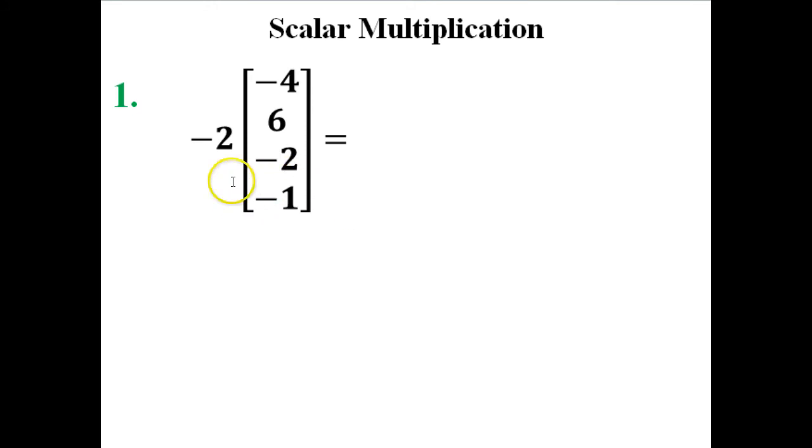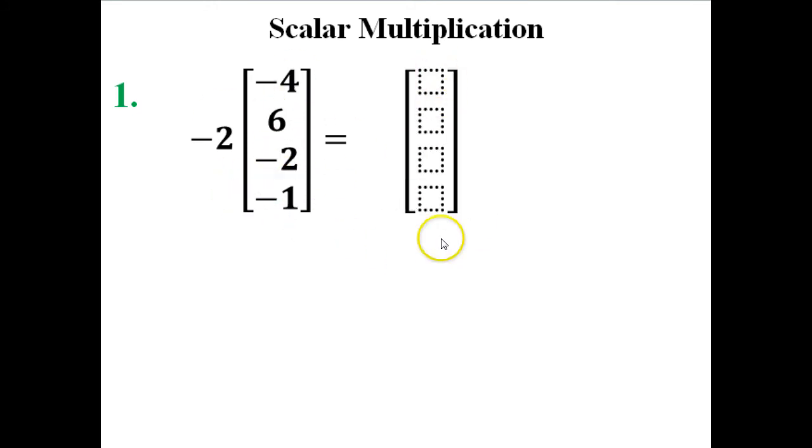This is a 4 by 1 matrix. There are 4 rows, 1 column. So my answer is going to be a 4 by 1. And all I'm going to do is multiply this -2 by each of these components. So I've got -2 times -4. Now this -4 is written way up top, so my answer is going to be written way up top. -2 times -4 gives 8.